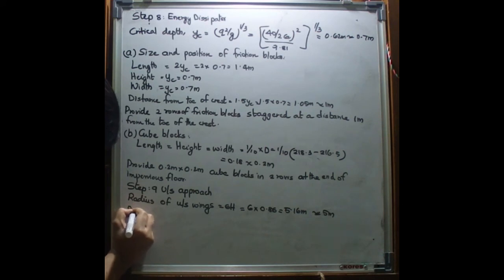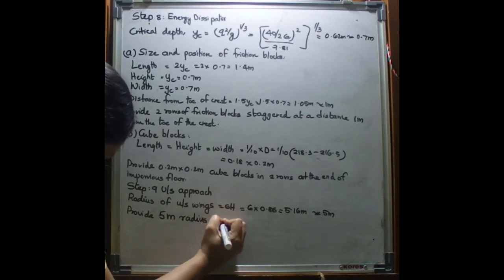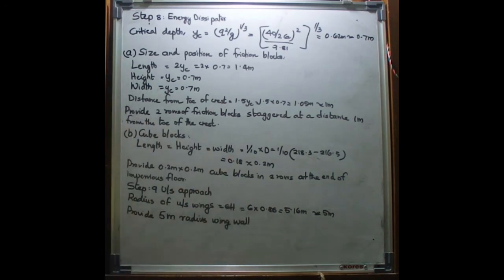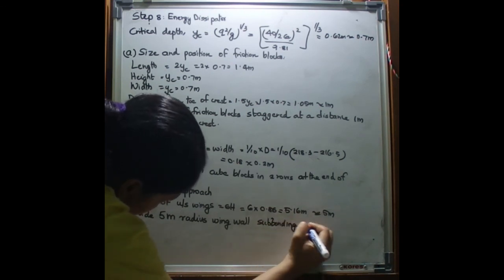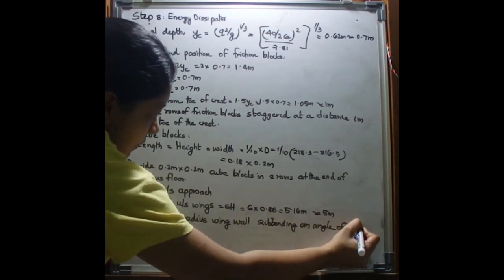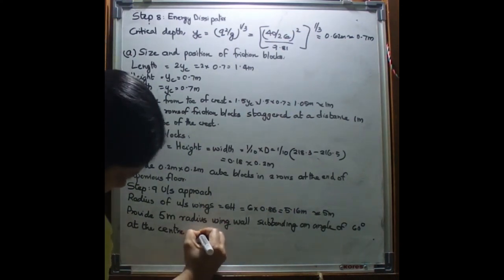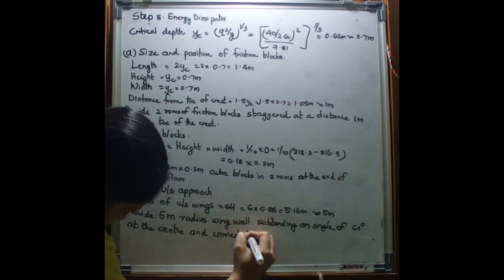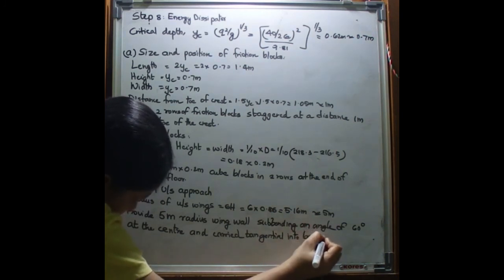So provide 5 meter radius wing wall subtending an angle of 60 degree at the center, and carry tangential into berm.